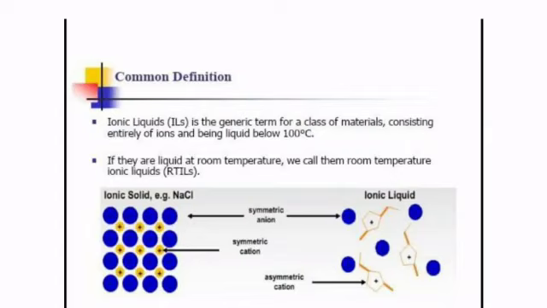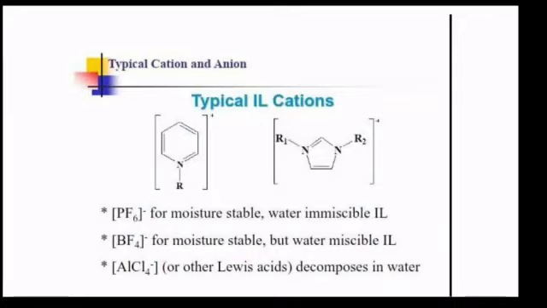In an ionic solid, there is a symmetrical arrangement of anions and cations, and anions are bigger than cations. But ionic liquids are entirely different: here cations are bigger and asymmetrical, but anions are symmetrical. Here we can see some typical examples of cations and anions. In ionic liquids the cations are bigger. Two cations are given below: first, the alkyl pyridinium cation, and second, the dialkyl imidazolium cation. Then some anions are given: BF6 minus, BF4 minus, AlCl4 minus.